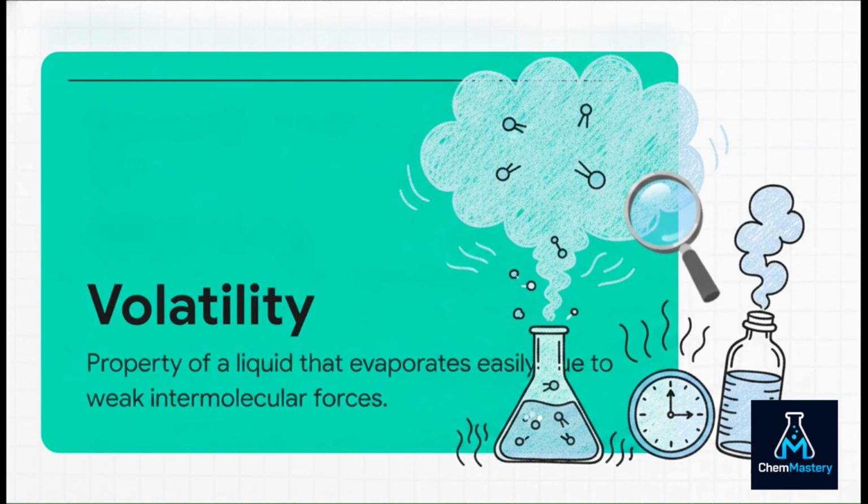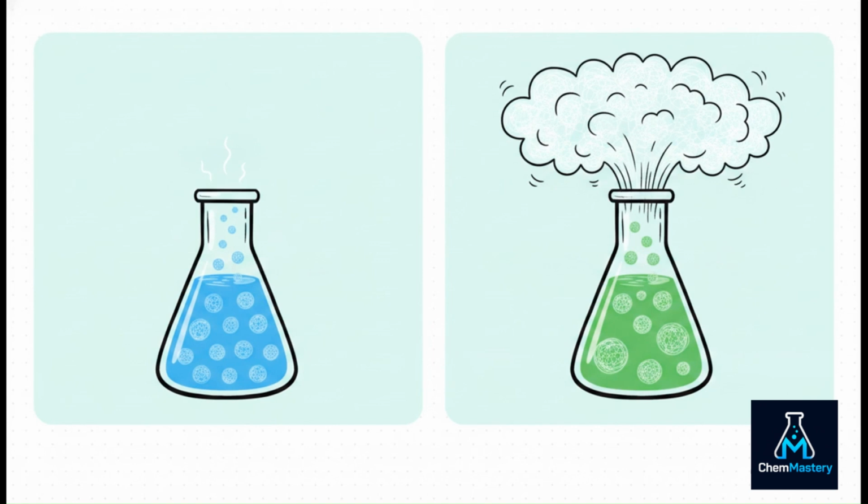And that brings us to the concept of volatility. A volatile liquid is simply one that evaporates easily. This happens because the intermolecular forces, those tiny magnetic-like poles keeping the liquid molecules clustered together, are just very weak. Comparing water and ethanol shows this principle perfectly in action.